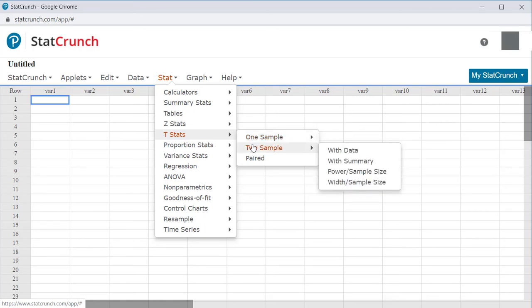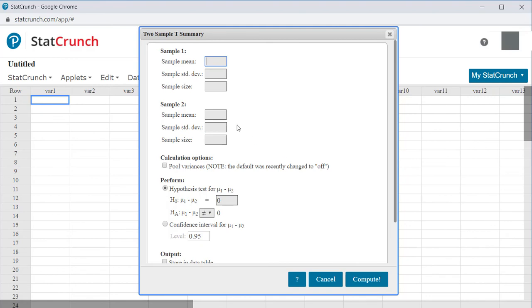Now, to distinguish between whether we use two sample or paired, in the previous section, we were looking at paired data. The data were dependent. In this case, the data are independent, so we have two samples. Now, in this case, we have summary information, so we're going to go with summary. So since I have summary information, I'm going to just fill in what we know.